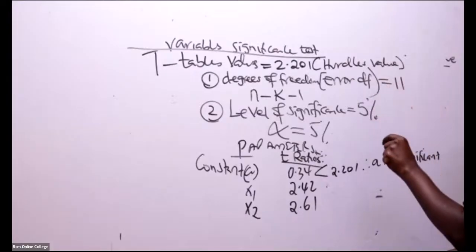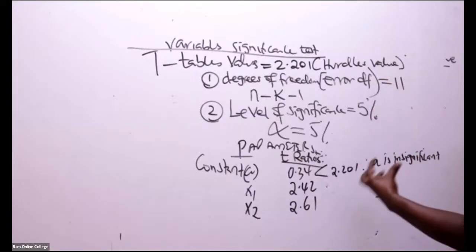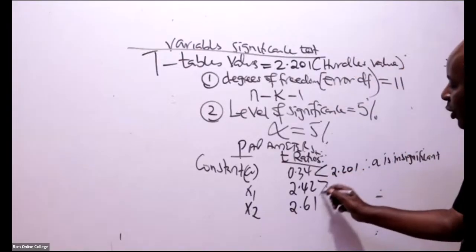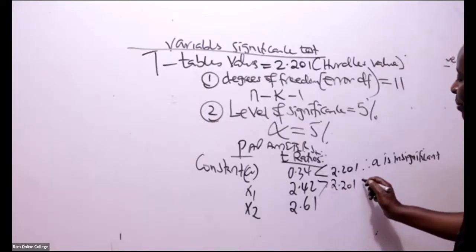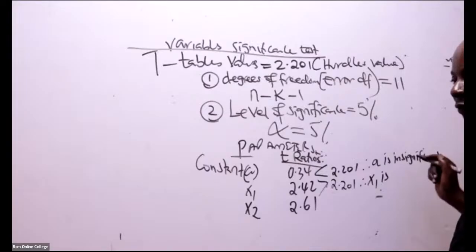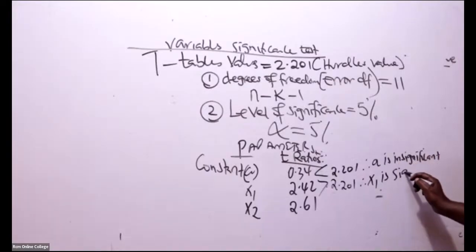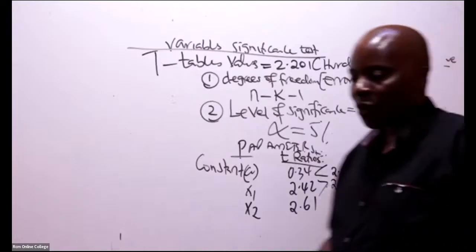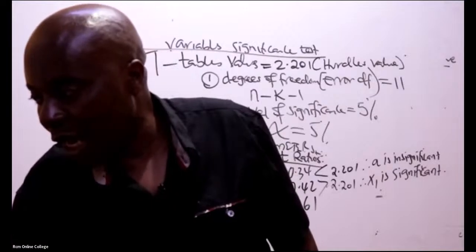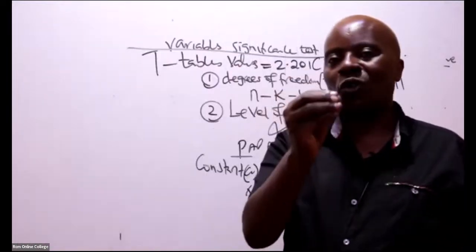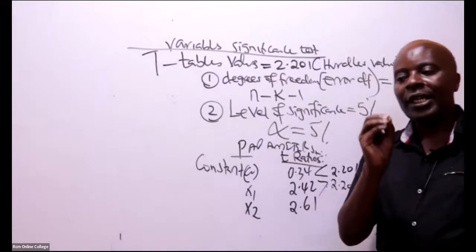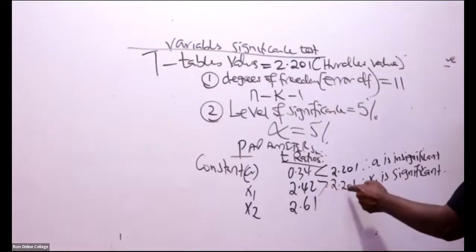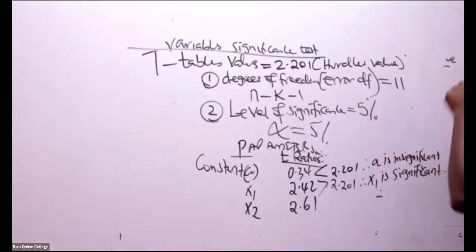A is insignificant because it is less than the value of significance as given by the student t table's value. But when you look at x1 and x2, these are robust. They are very significant. They are higher than this. So this is more than 2.201, meaning that x1 is significant, because we were able to get past the threshold of significance. The t table is the threshold of significance. You can see 2.42 is bigger than this value.